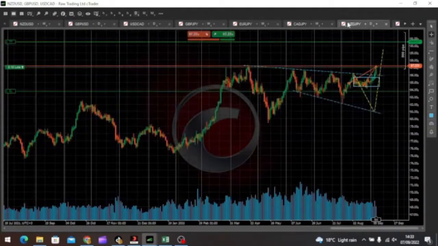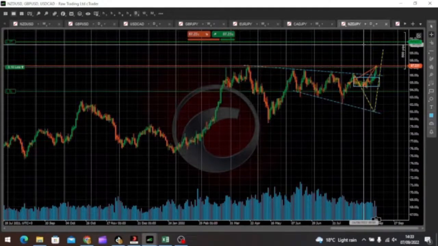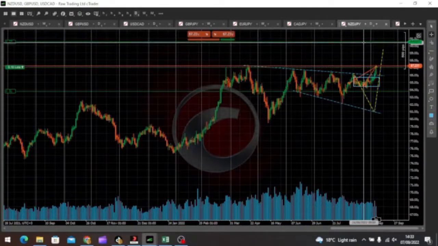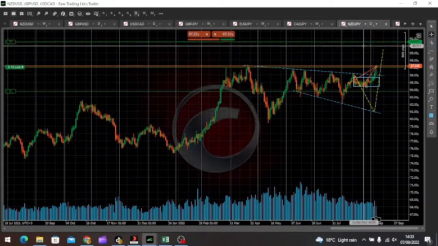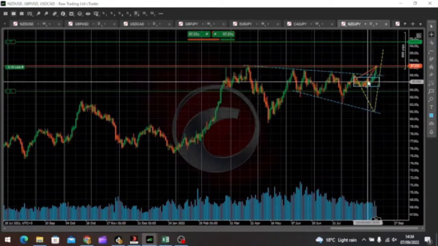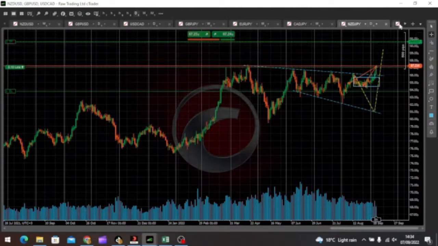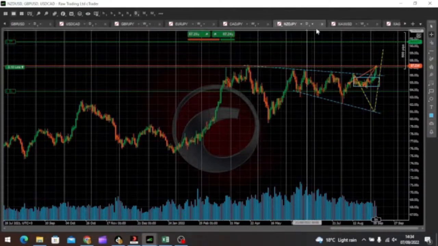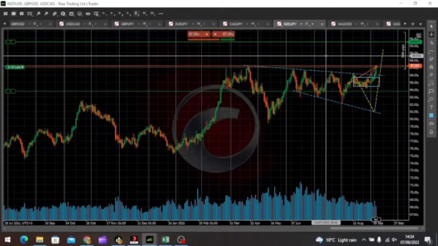New Zealand dollar versus the Japanese yen, same case. We are looking at 90.5 as our immediate take profit on the bullish side. As you can see, in our blue box, we have a break in market structure, so we expect this to continue going up and up and up. That is in the short term, and that marks the end of our forex trading analysis.